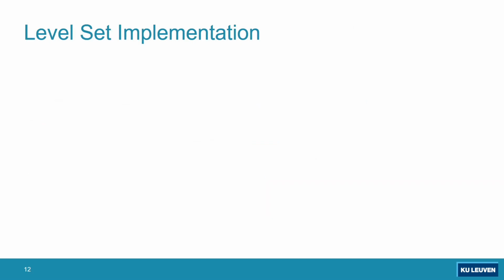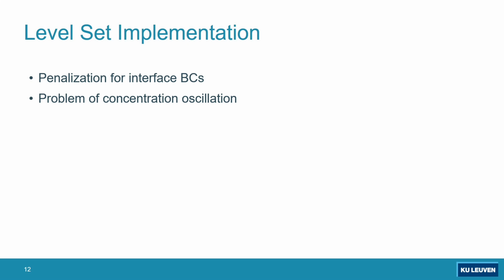So for the level set implementation, there are a couple of problems. First of all is the penalization on the boundary conditions, because the main boundary conditions of the work are applied on the interface, which is a solution of another equation. So boundary conditions are applied on a solution of one of the equations. And also the problem of concentration oscillation, because we have a jump in the material properties, or also material concentration on the interface. To overcome this, we used a mass lumping technique in FreeFEM.